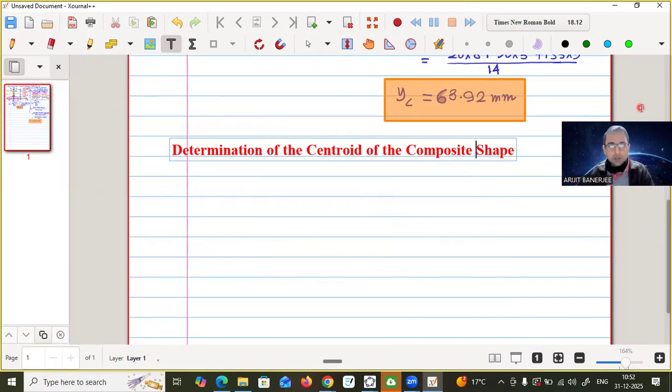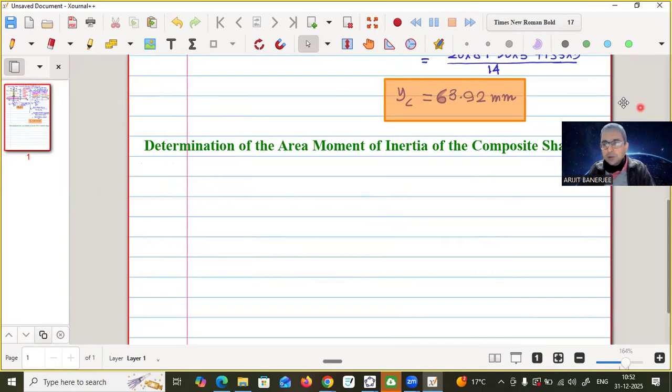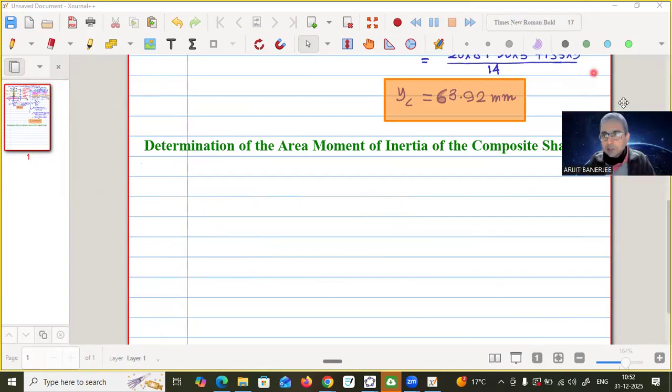Okay. So this is the determination of the centroid, sorry, moment of inertia, area moment of inertia of the composite shape. So how to determine that? I told you that we can determine it in two ways. One is by using the parallel axis theorem. What is the parallel axis theorem? Can you recall?